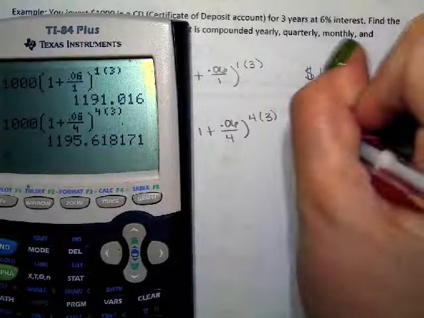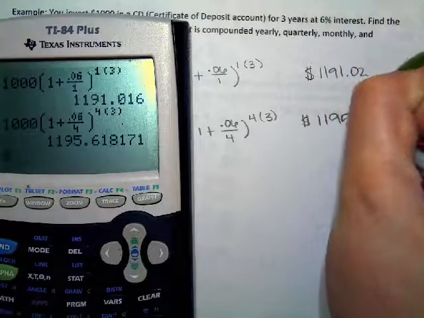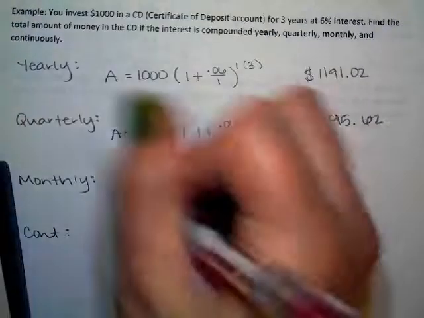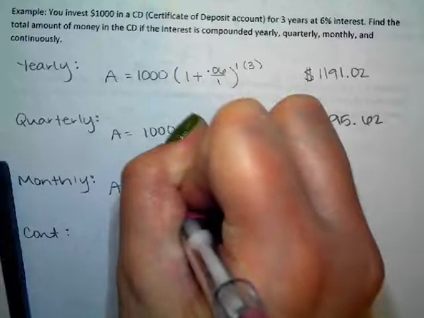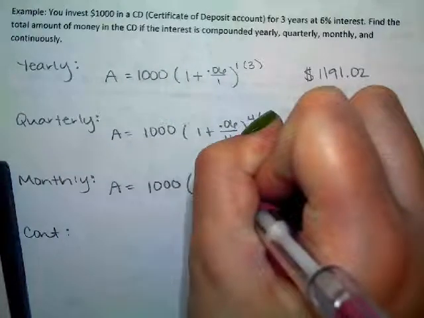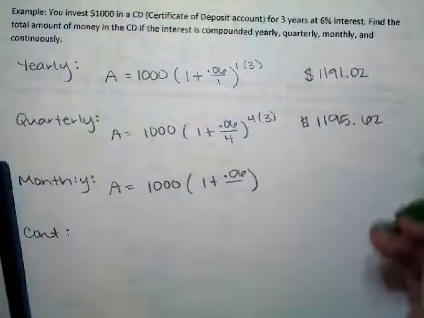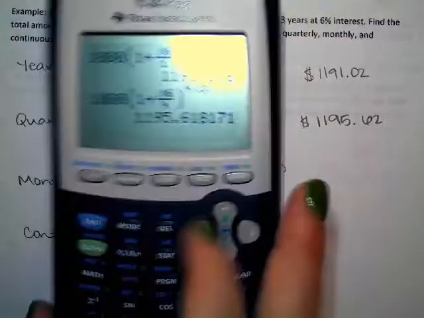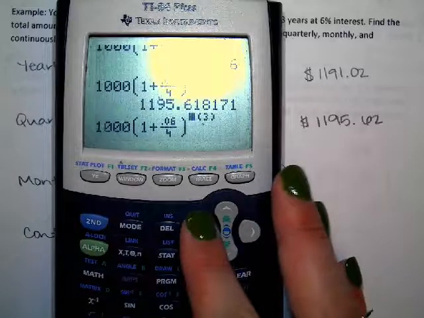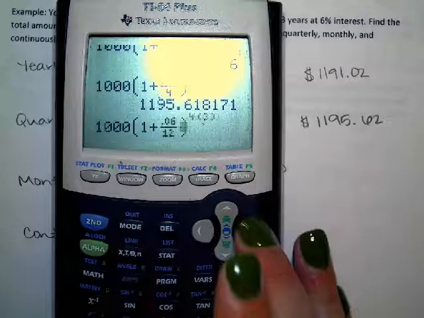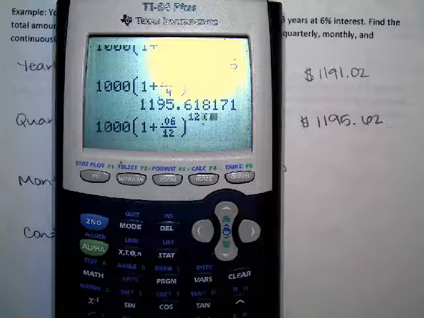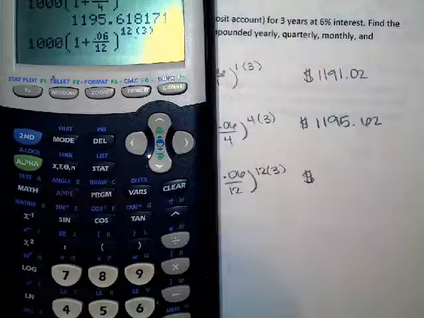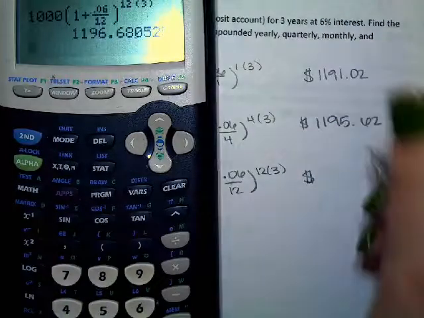Okay. Monthly. What should we put? 12. And what do we get? $1,196.68. You get a whole dollar more.